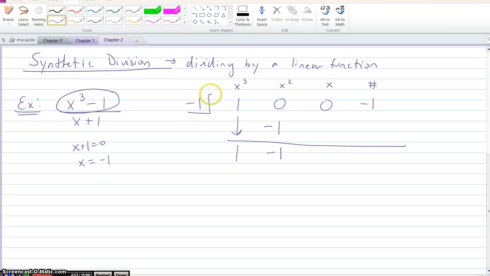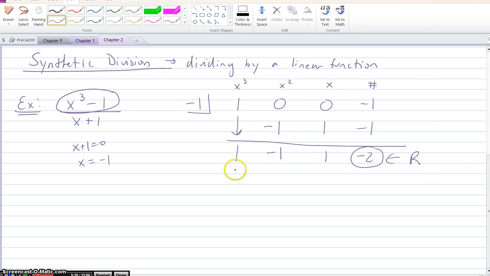Now you do the same process. So you multiply what you just got by what's on the shelf. So negative 1 times negative 1 is a positive 1. Add that column, you get 1. Again, multiply by what's on the shelf, so negative 1 times 1 is negative 1. Add that last column, you get negative 2. That number that spits out is your remainder. Okay, so notice we got the exact same remainder that we got before.